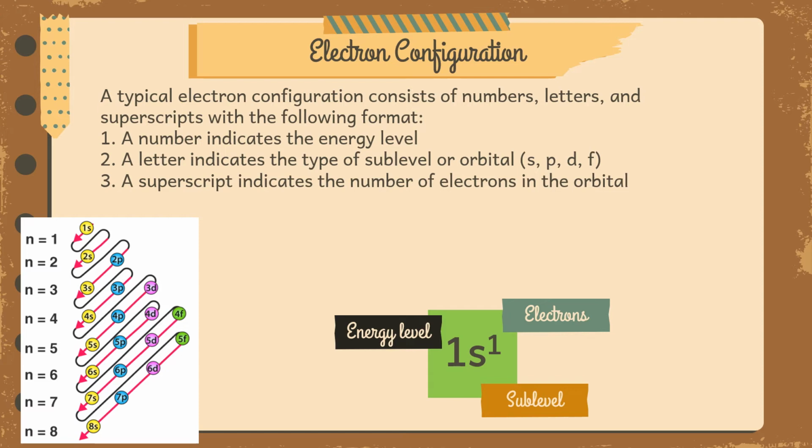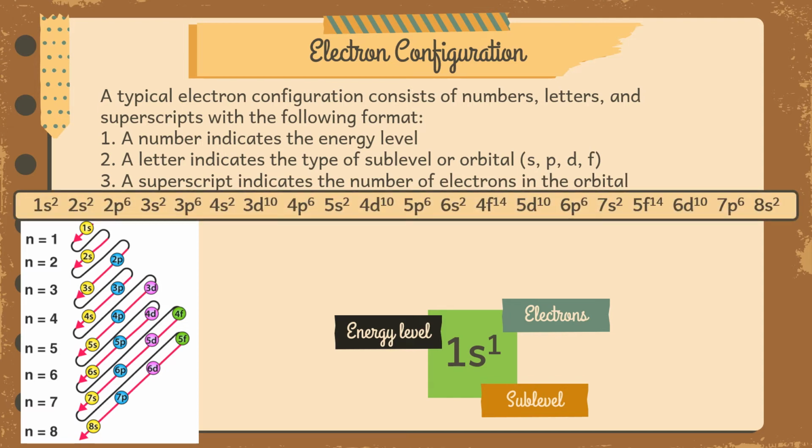Now, if we straighten the lines to represent this electron configuration, we will come up with this one. So 1s2, 2s2, 2p6, 3s2, 3p6, 4s2, 3d10, 4p6, 5s2, and so on.